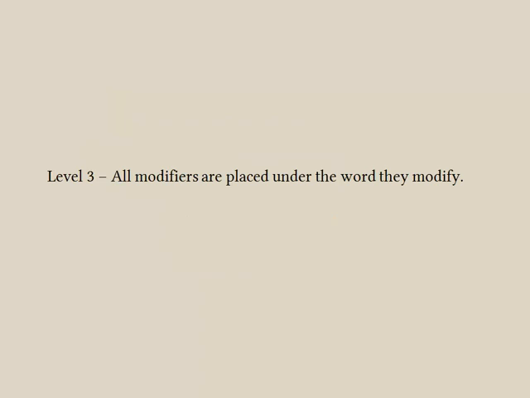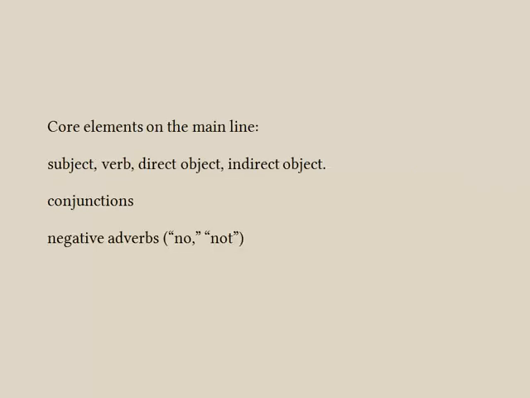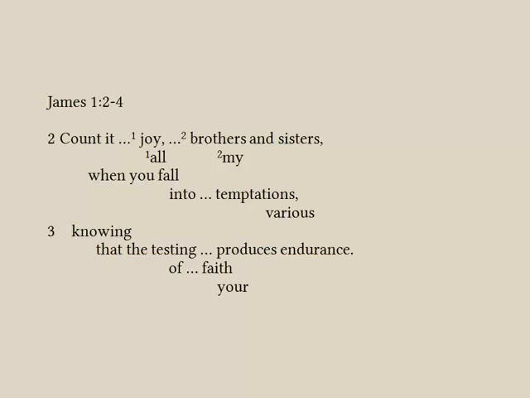In a level 3 map, all modifiers are placed under the word they modify. The core of each clause is kept on the main line. Those core elements include the subject, verb, direct object, indirect object. I also leave on the main line other items such as conjunctions and negative adverbs. Obviously, not all clauses have all these elements, but these are the items that would be on the main line if they are present. So here's a level 3 map.